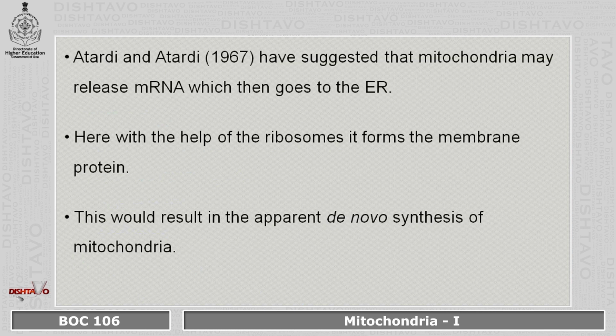So Attarde and Attarde in 1967 have suggested that mitochondria may release mRNA which then goes to the endoplasmic reticulum. Here, with the help of the ribosome, it forms the membrane protein. This would result in the apparent de novo synthesis of mitochondria. So, these were the four hypotheses which state how mitochondria originated.